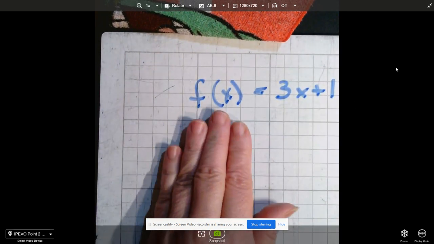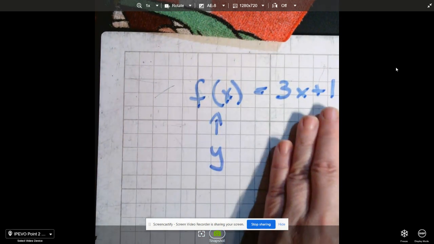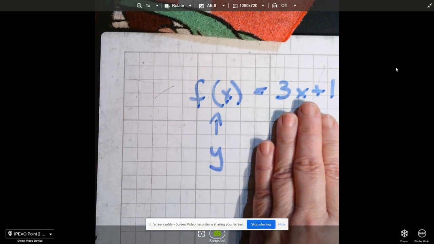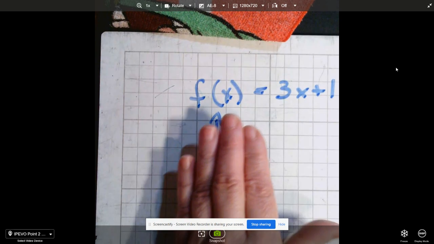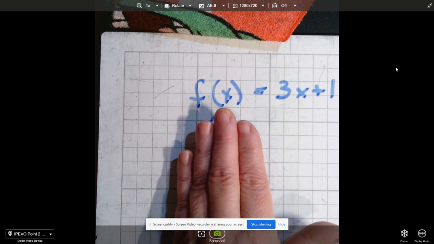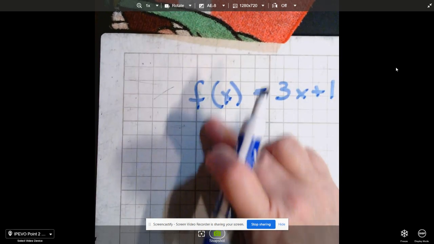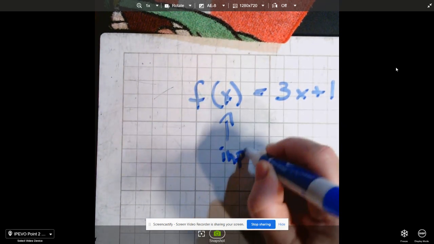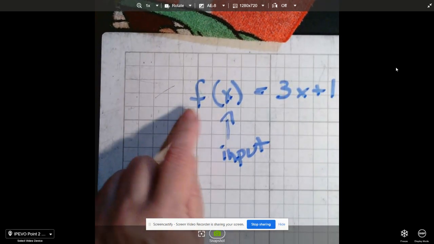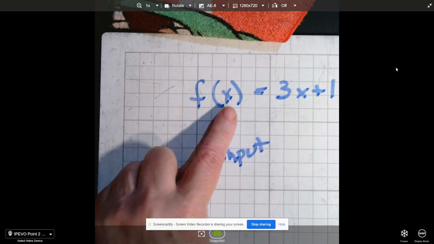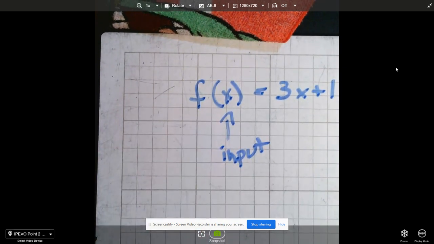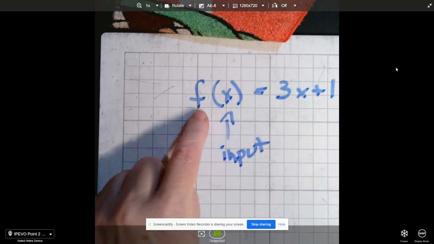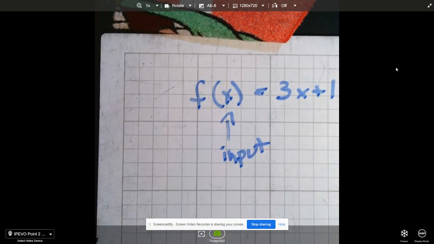So if I asked you, is this a function? You don't even really have to say, well, this is a linear equation, so yes, it's a function. You know it's a function just because I used f of x. And this here is your input value. So it's basically saying, what is the function for any particular given x? And you read this as f of x. That's how you read that.